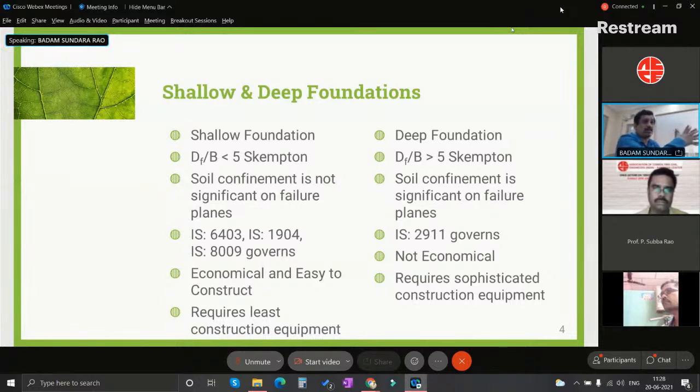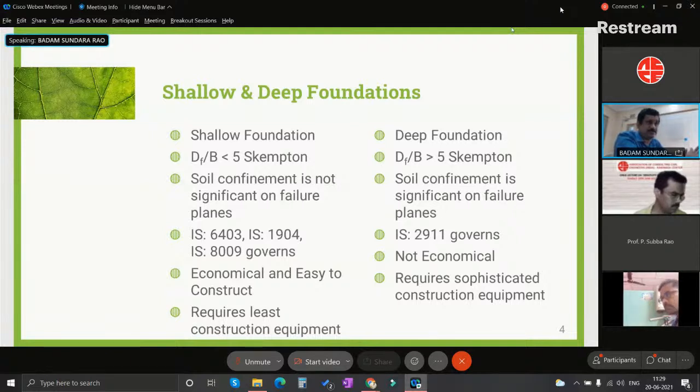Next one is the soil confinement. Just now, I defined the soil confinement with respect to the failure planes. This soil confinement always plays a major role in the design or the behavior of any foundation system that is constructed. We know that soils will have better confinement as we go deeper with the depth of existence, that is, stratification.